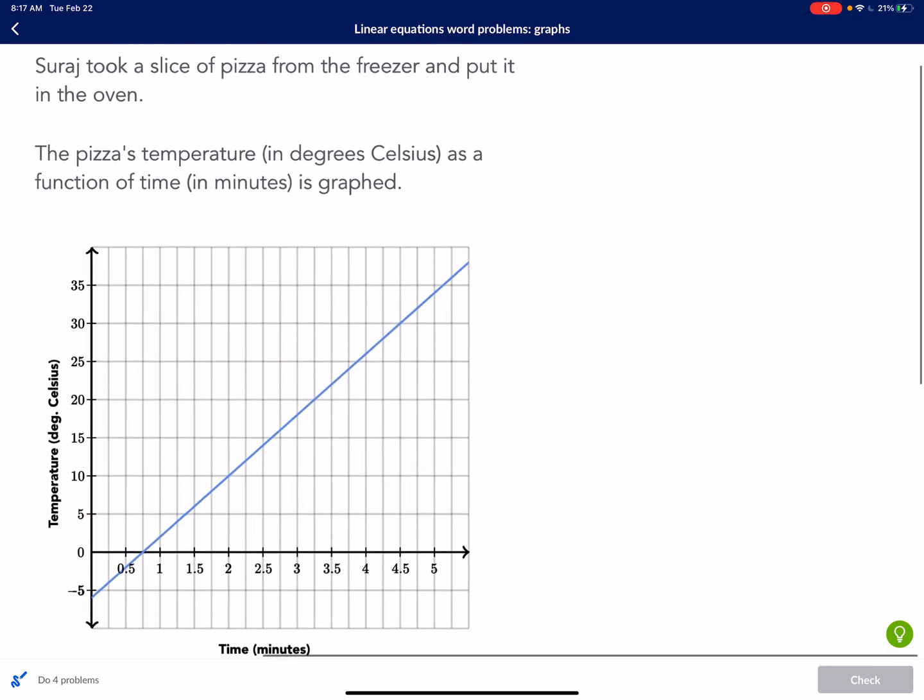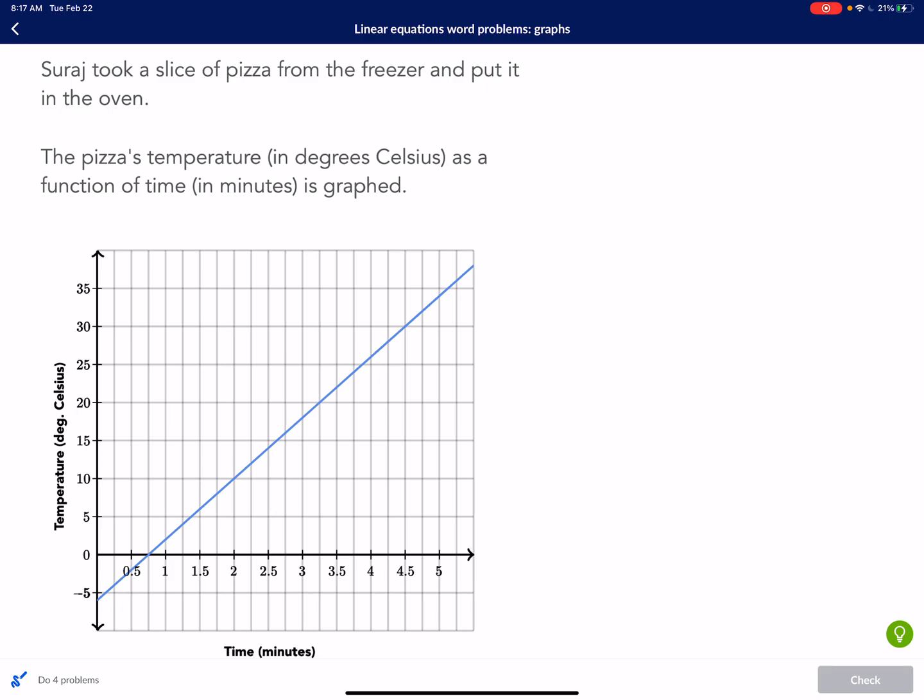So let's take a look at this one. Suraj took a slice of pizza from the freezer and put it in the oven. The pizza's temperature in degrees Celsius as a function of time in minutes is graphed. So as you can see, the pizza was about -6 or -7 degrees, and then it increases, and by the time it hits 3.25 minutes it's at 20 degrees Celsius.